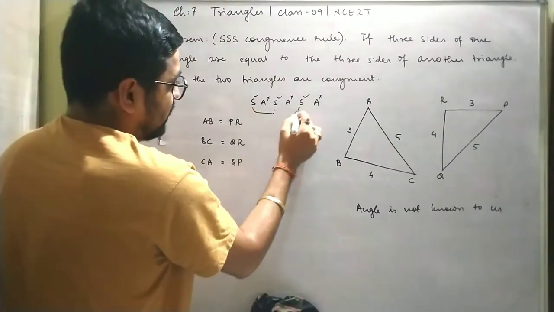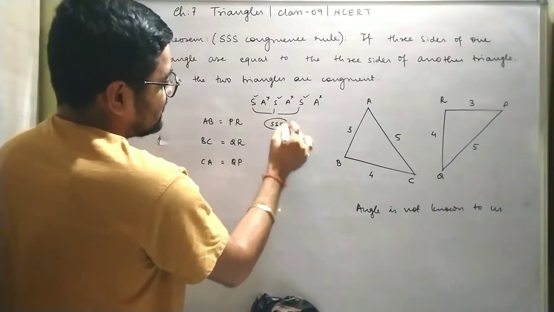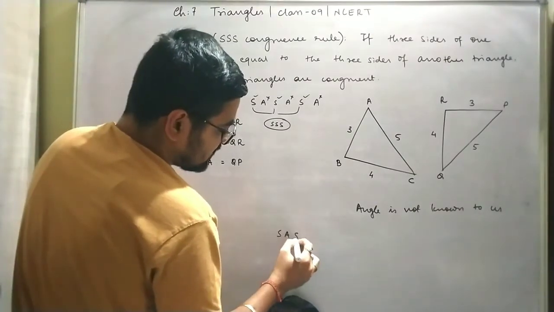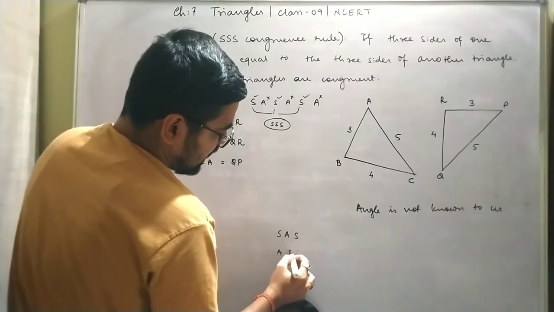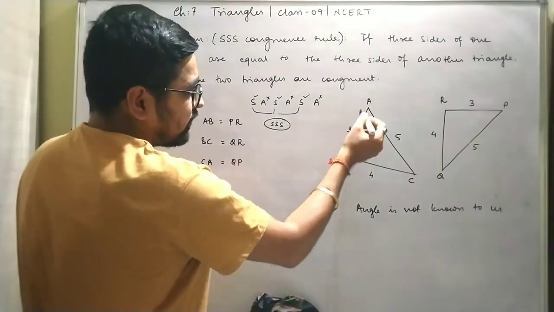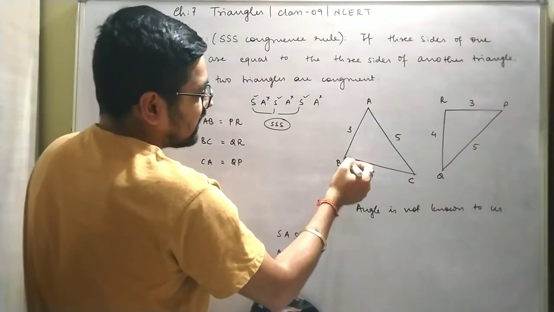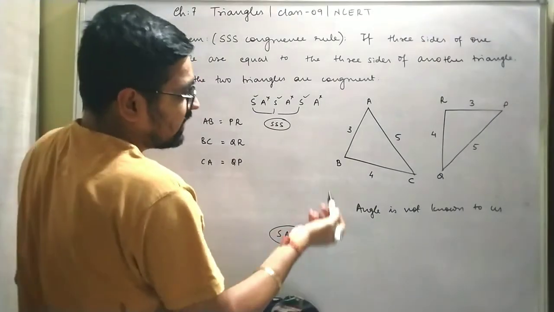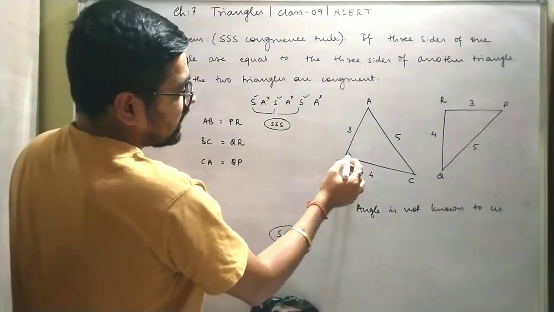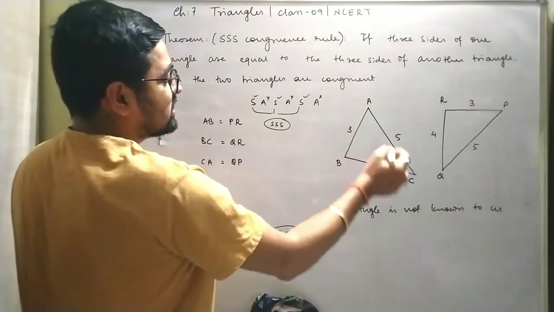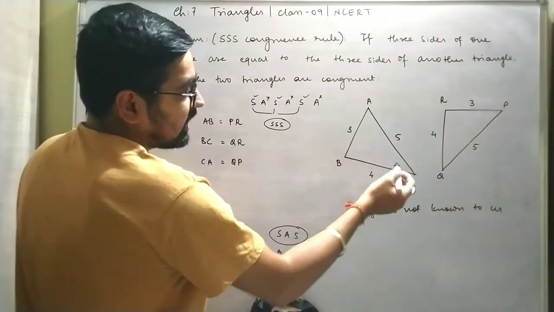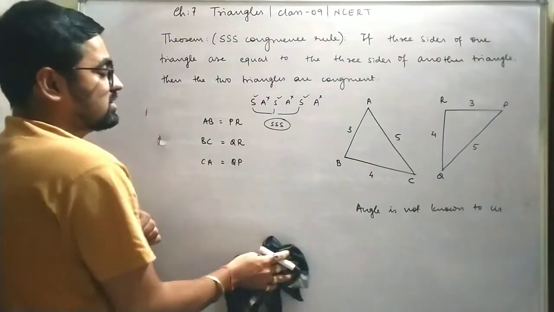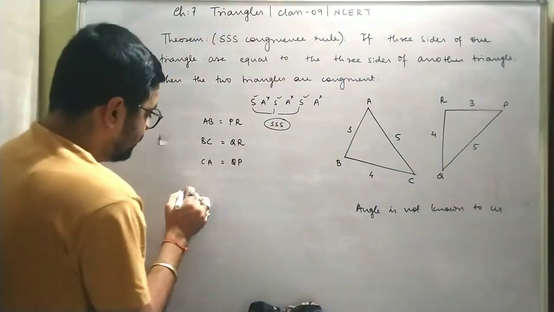So with the help of these three, we get to know the sides. When we understood side, angle, side, and angle, side, angle, we did the same thing: this side, this angle, this side, so we can say this is side, angle, side. Then when we went for angle, side, angle, I know this angle, this side, this angle. That is how we understood those criteria, and this is how we understand SSS.